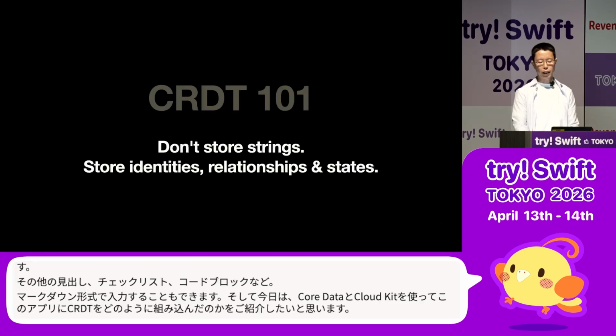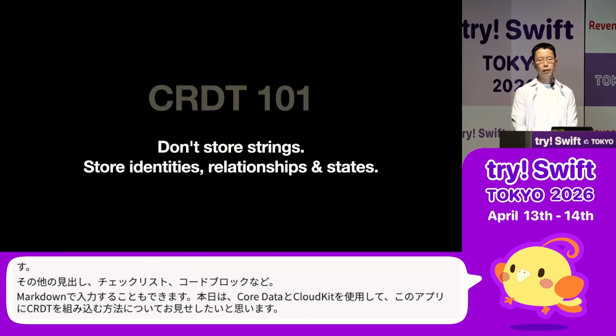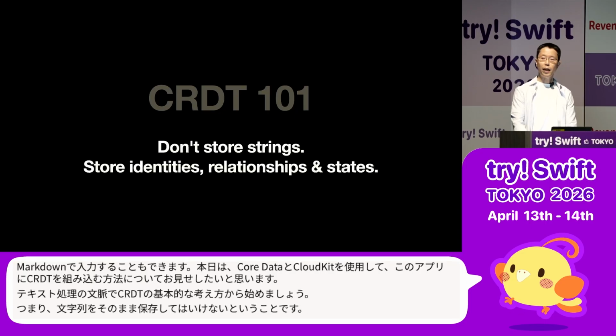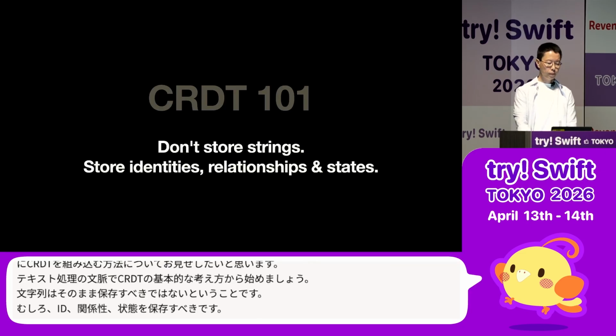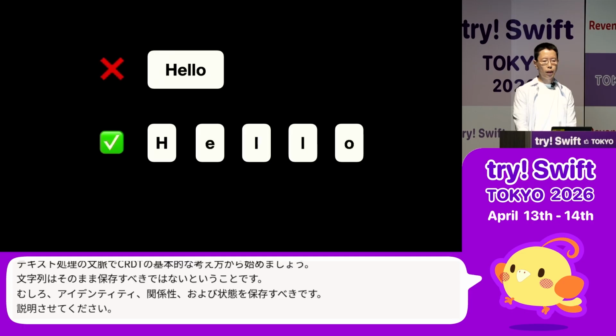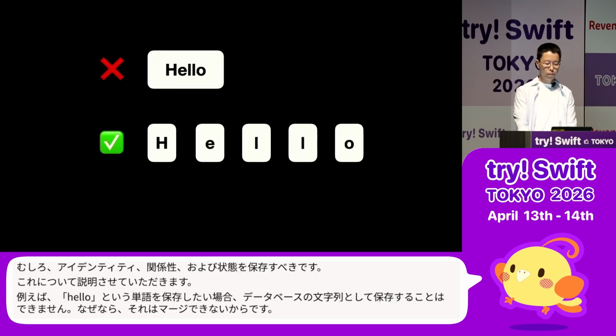Let's start with a basic idea of CRDT in the context of handling text, which is that you should not store strings as is, but rather you should store identities, relationships, and states. Let me explain this. If you want to store the word hello, for example, you don't store it in a string in a database, because that's not mergeable. Instead, you store each character separately.